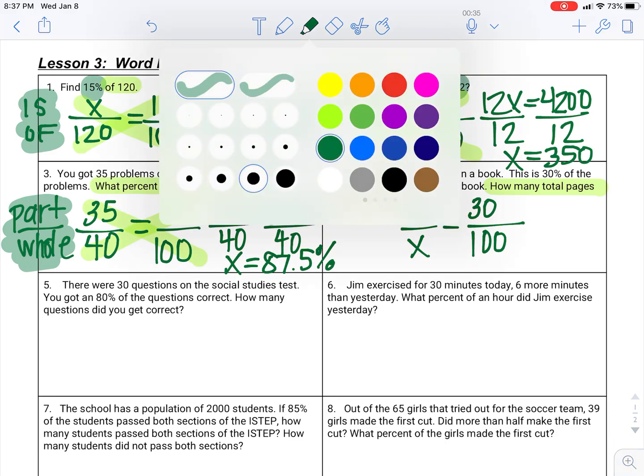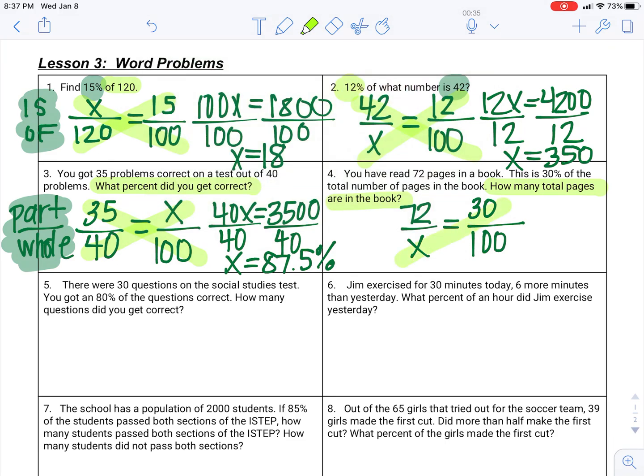So when we go back and we solve this part-whole problem, when we cross multiply, we get 30x equals 7,200. And when I divide by 30 on both sides, 7,200 divided by 30 gives us 240. And that makes sense because 30% of a book is a pretty small amount read. So you've read 72 out of 240 pages. So you have to go back and think, do these number answers make sense?